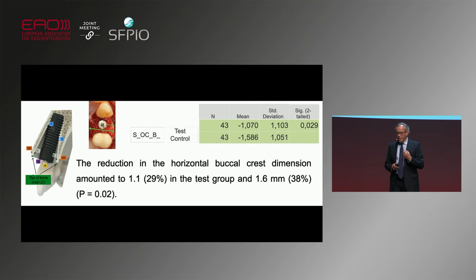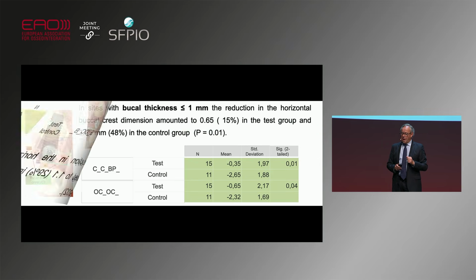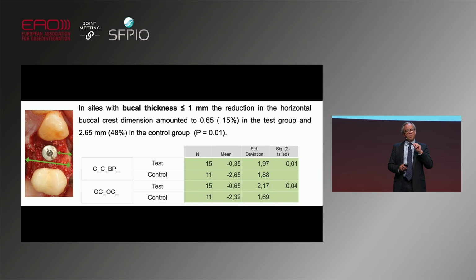And what we saw is really when we put all the cases together, all the sites together, we see a very small but still significant difference between the grafted and the non-grafted sites. The difference was 29% reduction in the grafted sites, 38% reduction in the non-grafted sites. However, and this is very important, when we selected those sites that were 1 millimeter or less in buccal bone thickness, then we saw a huge difference. And you see the difference is between 15% and 48%.